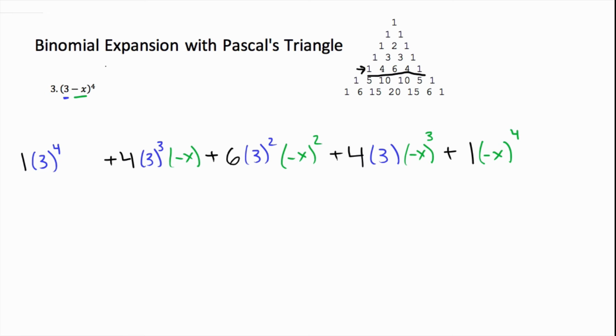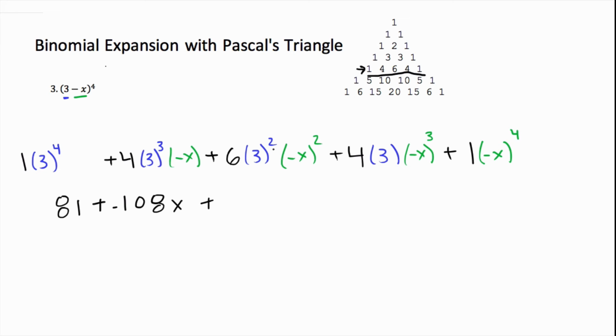So we've done the actual binomial expansion part. Now we'll get into simplifying, which can often be a little bit more tricky than the binomial expansion. So we have our first term, which is 3 to the fourth times 1. So it'll just be 81. Look at our second term. So we have 4 times 3 to the third times negative x. So 3 to the third is 27 times 4 is 108. And we still have this negative x. So this is actually going to be a negative 108x.